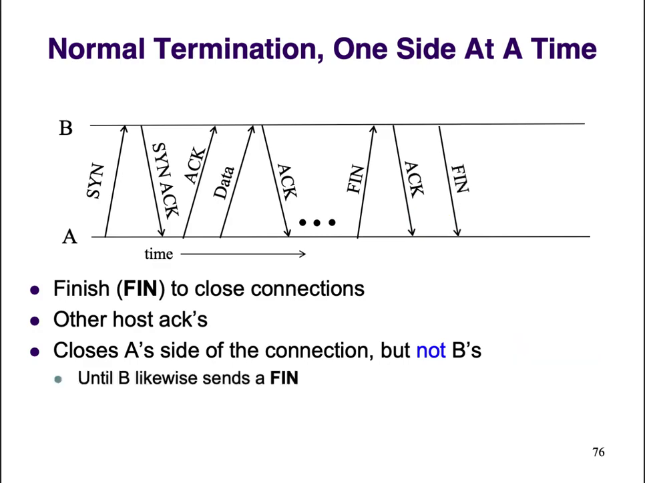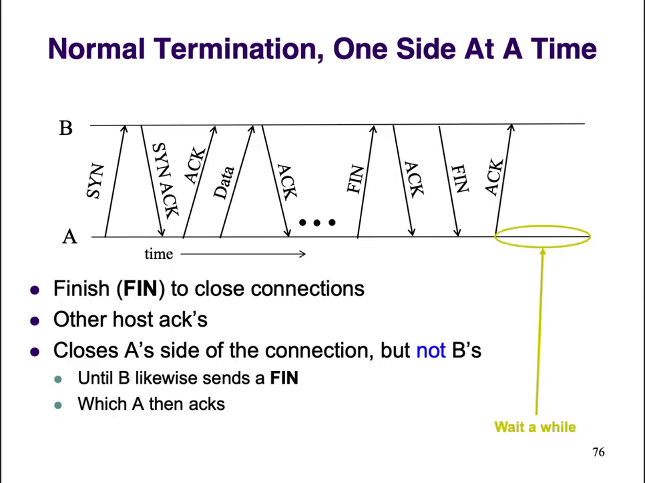Instead, A is going to wait. At some point, B is going to send a FIN message to A. This is now B telling A, I'm done sending you whatever data I wanted. At which point, A will acknowledge that it received the FIN, and then it waits for some timeout period and then deletes all of the connection state. So this is one normal termination where each side takes turns to tear down or close the connection whenever it's done sending data. There are more complicated variants where both sides can be sending FINs at the same time. We're not going to get into that.